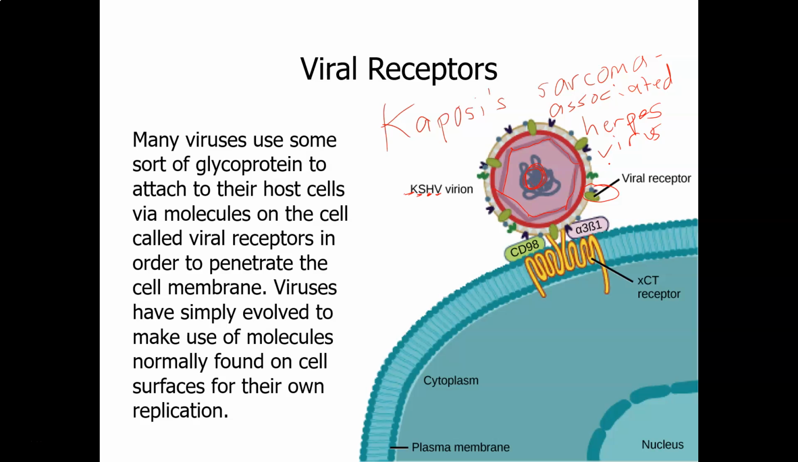So if you look on the left at the notes, many viruses use some sort of glycoprotein to attach to their host cells via molecules on the cell called viral receptors. This is a little bit confusing because the green oval molecules that you see on the viruses are viral receptors that belong to the virus, that allow the virus to attach to the host cell. This cell is actually a helper T cell.